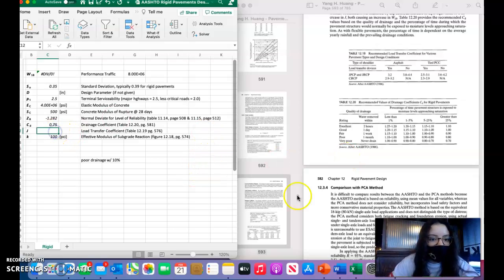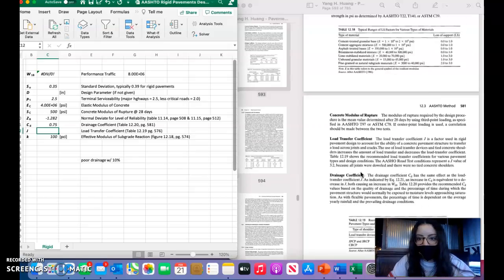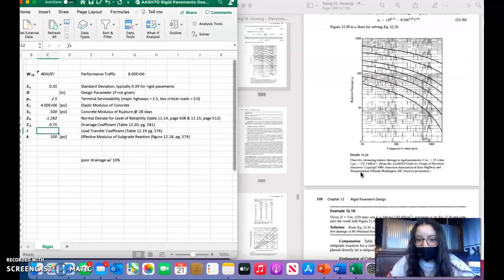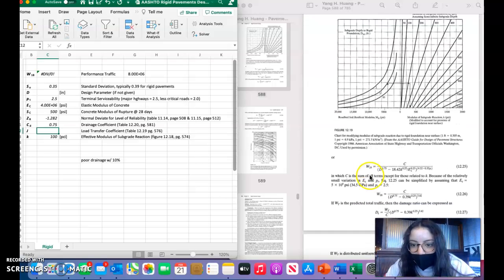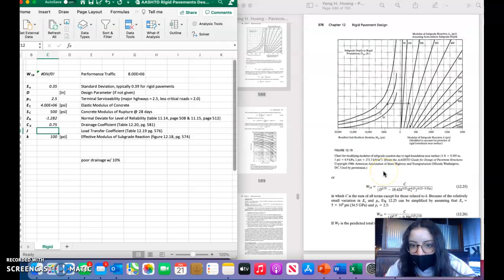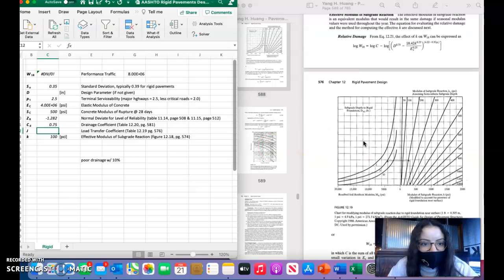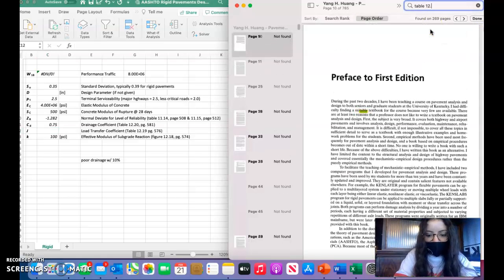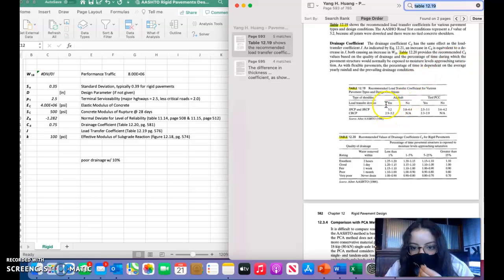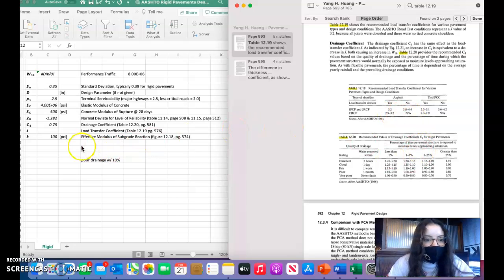And then our load transfer coefficient is going to be on 576. Okay. So then, wait, no, this is one. Okay. So it is going to be 3.2.